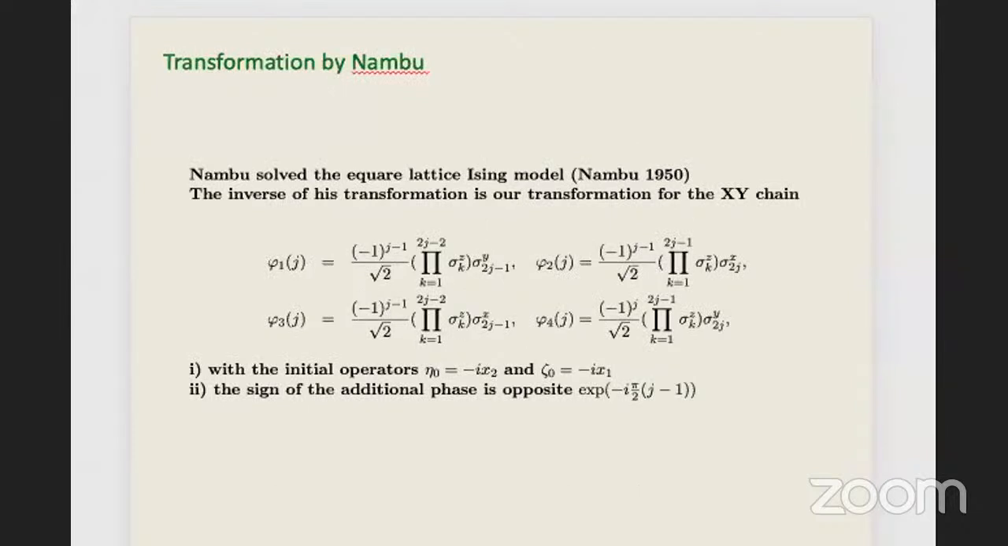Next example is the transformation by Nambu. Nambu solved the square lattice Ising model in 1950. This is the first result of his, and the second or third paper of his, in which he introduced a transformation. The inverse of his transformation is a special case of the transformation we introduced when we diagonalize the XY chain, except that the definition of the initial operator and the phase factor is different.